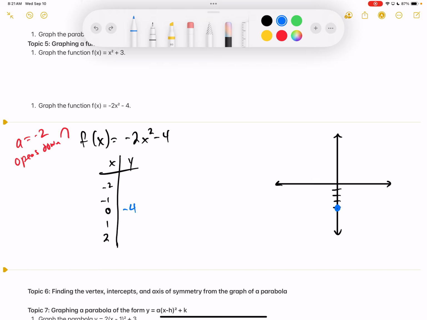If I plug in negative 1, squared is 1. 1 times negative 2 is negative 2. Negative 2 minus 4 is negative 6. Y'all okay with me not writing all that down? Okay. If I plug in negative 2, squared is 4. 4 times negative 2 is negative 8. Negative 8 minus 4 would be negative 12. So we need some extra points here.